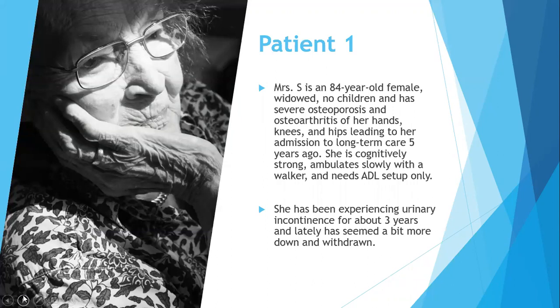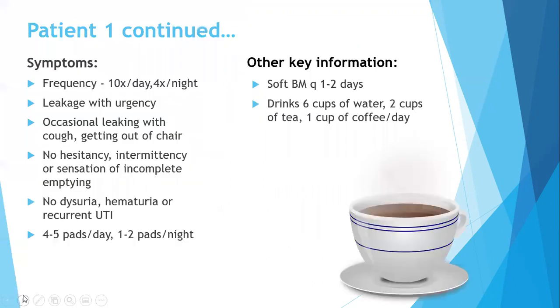She does ambulate slowly, and otherwise she's doing pretty well if someone sets things up for her from an ADL standpoint. Now, for about the last 3 years, she's had urinary incontinence going on. And lately she's seemed a little more down and withdrawn. So let's go ahead and learn. That's her initial background. Let's, on the next slide, learn a little bit more about her.